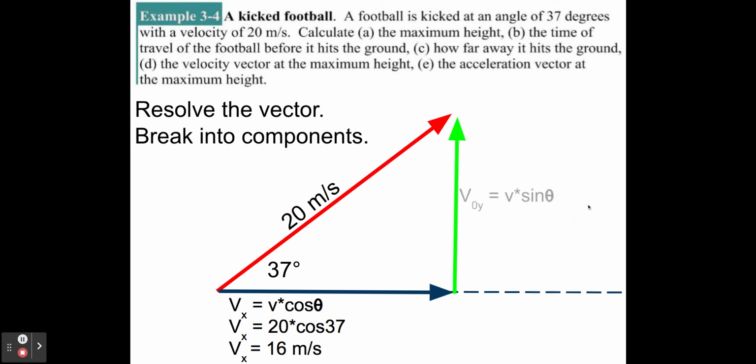Over here for the vertical component, so the initial y velocity, because remember, this Vx will never change, but this will begin to change instantly because gravity is pulling on it. So the initial y velocity is the overall velocity times the sine of the angle. So 20 times sine of 37 will give us approximately 12 meters per second. So it's going to the side at 16 meters per second, and it's going up at 12 meters per second.